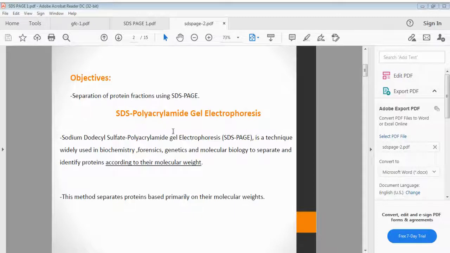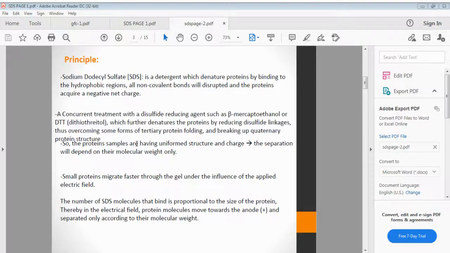SDS is sodium dodecyl sulfate polyacrylamide gel electrophoresis, a technique used in biochemistry, forensics, genetics, and molecular biology to separate and identify proteins based upon molecular weight. Based upon the molecular weight or size they can be separated, and the molecular weight can also be determined. Okay, this is the principle you have to write. When you're asked to write the procedure, you have to write this.